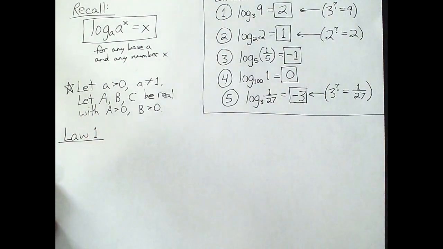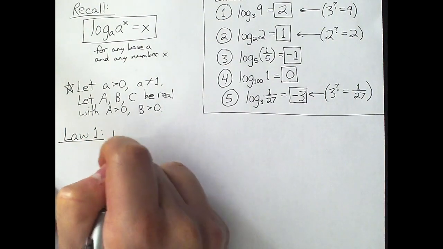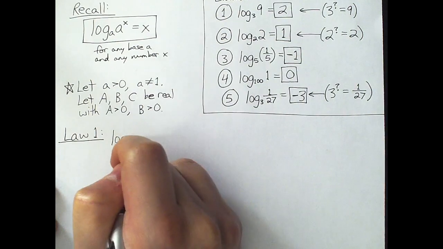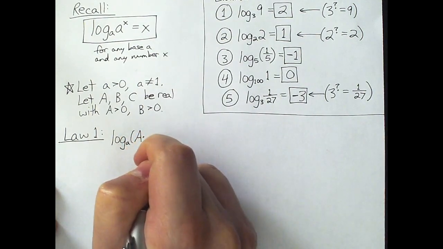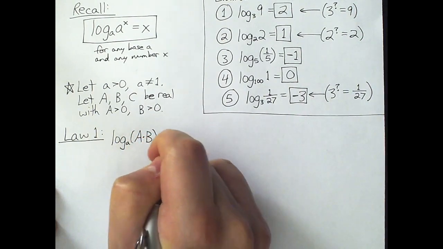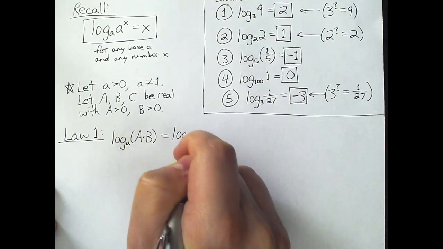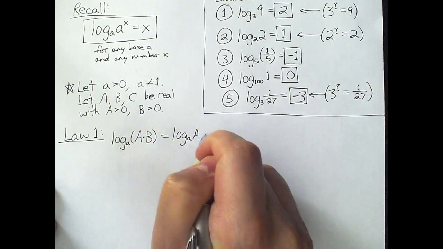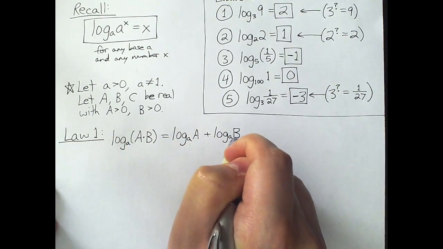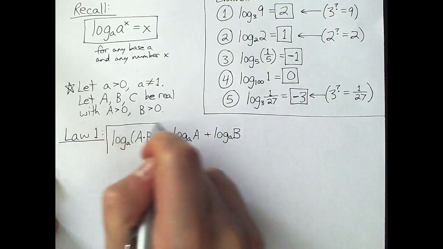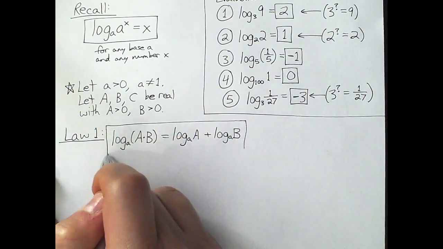These ones are so big that they are called laws. So law 1 about logarithms says that log base a of capital A times capital B is equal to log base a of A plus log base a of B. And I'm going to put a box around this. There's going to be 3 of them, and this is our first law.